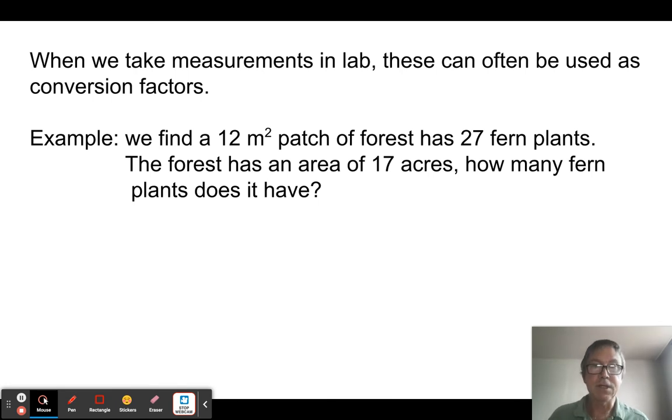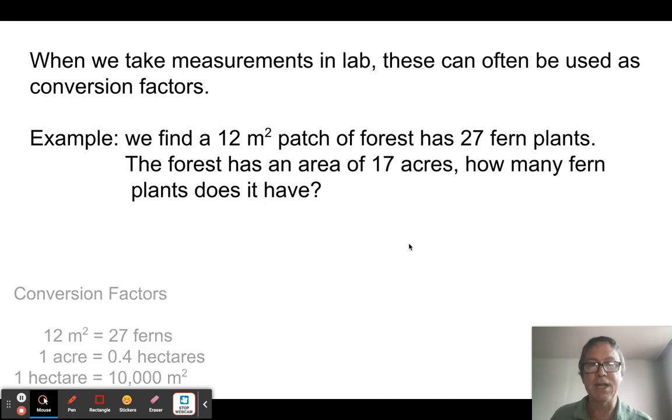So the way I would do this is I want to make sure, first of all, that I never start with a conversion factor. The first thing you write down is not a conversion factor. It is a measurement that I now want to convert into another measurement. So in this case, what I have is I know I have 17 acres, and I want to turn acres into fern plants. That's what I've been asked to do. I want to turn 17 acres of forest preserve into a certain number of plants. So I'm going to start with 17 acres.